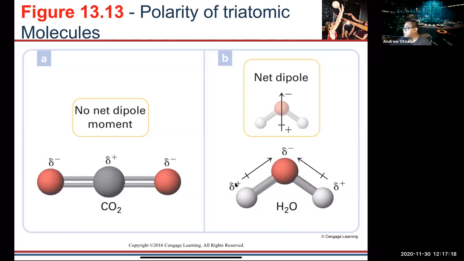So in this case, our vectors will add, and you have a net dipole pointing straight up to the oxygen. I do not expect you to draw that. I might expect you to draw the dipole moment in a bond, but not the net dipole moment. So that is water, for triatomic molecules.